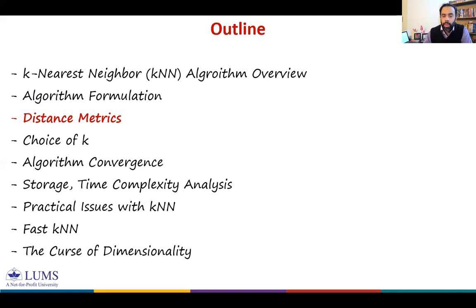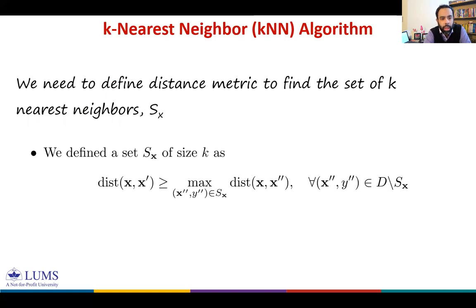To measure the closeness between 2 points in the feature space, we need to define the distance function. In fact, when we formulated KNN, we defined this set as S. That depends on the distance function. So if you have a different distance function, you will get a different S, and S depends on the test point x. Right? So what are the distance metrics we have?